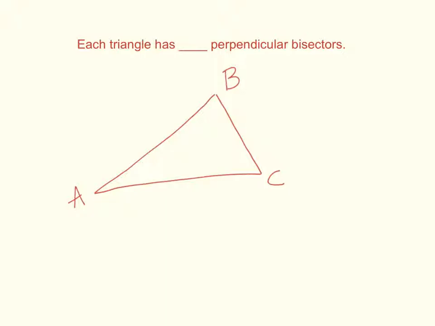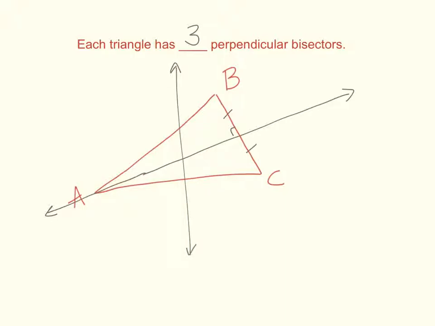Just like before, each triangle has 3 perpendicular bisectors. Remember, a perpendicular bisector doesn't have to go through the vertex. It is a line that cuts this in half and does that. This one would be very similar, like this. Again, and then if I do it for the third one, it makes a right angle.